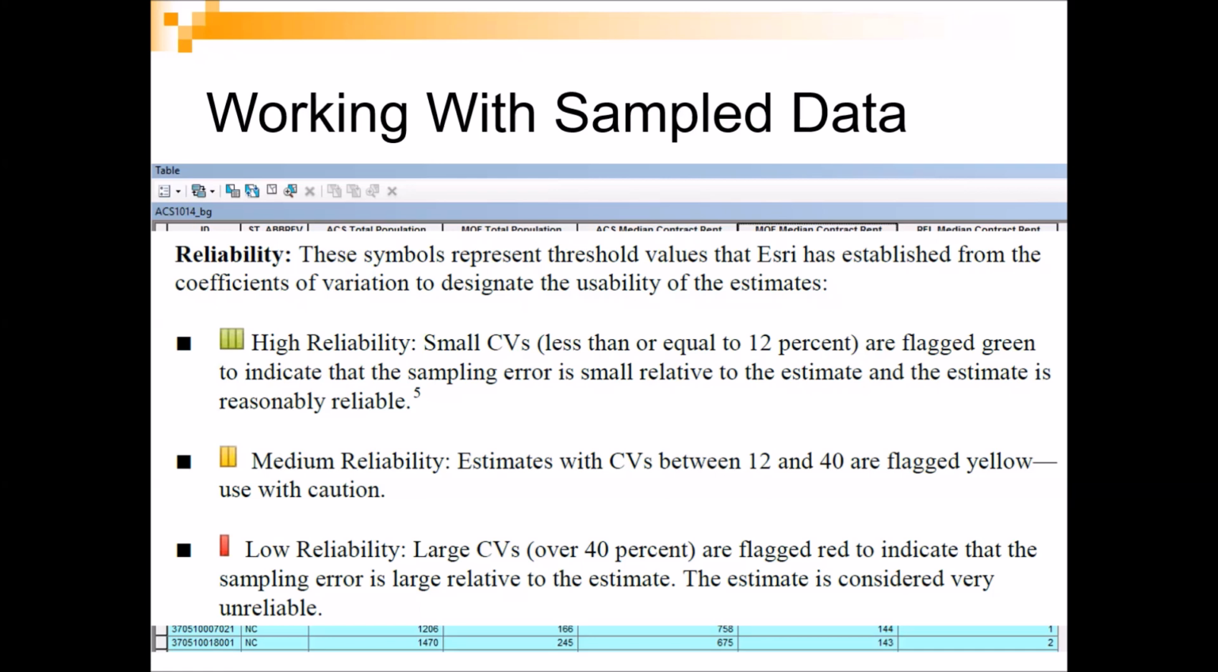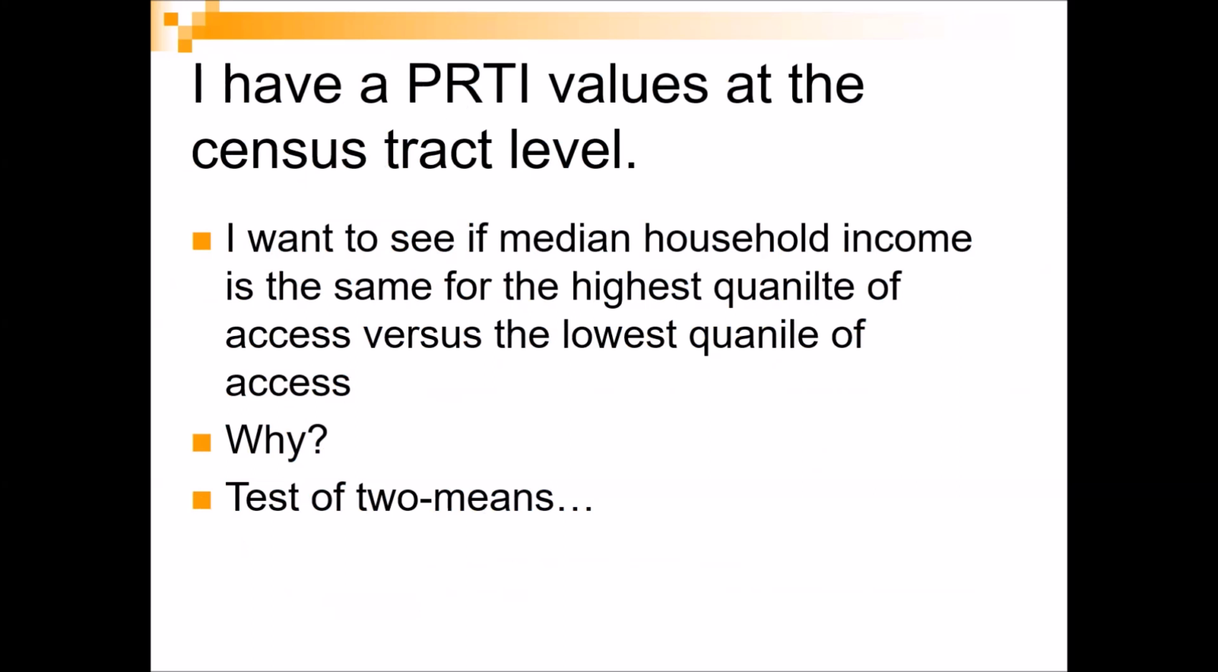And so when we look at census data, we really need to think critically about how reliable some of these data are. Now, when we start to answer some of these questions, I want to see if median household income is the same for the highest quantile or quintile of access versus the lowest quintile or quantile of access. Why? We can do a test of two means. So I can kind of authoritatively say that higher income people have better access to healthy food compared to lower income people using these measures. So we need to qualify these for Southeastern North Carolina. So we can go and prove and disprove these statements.